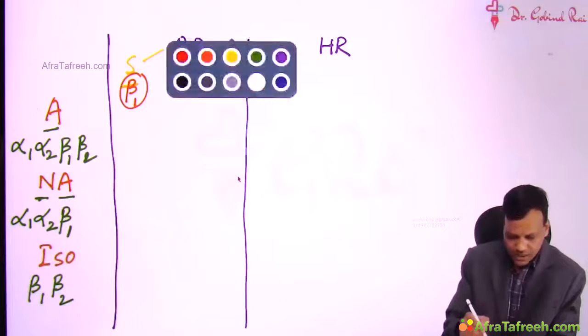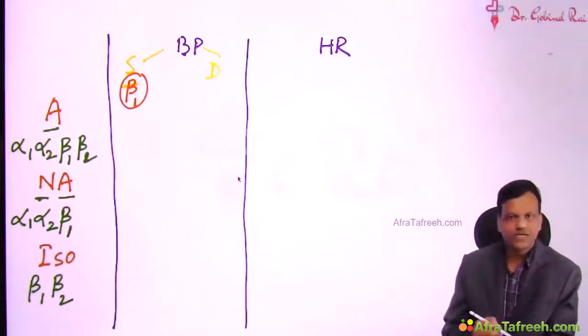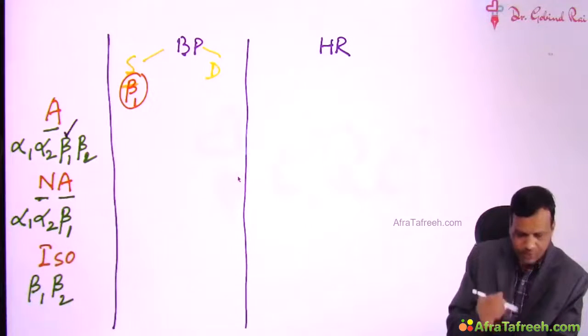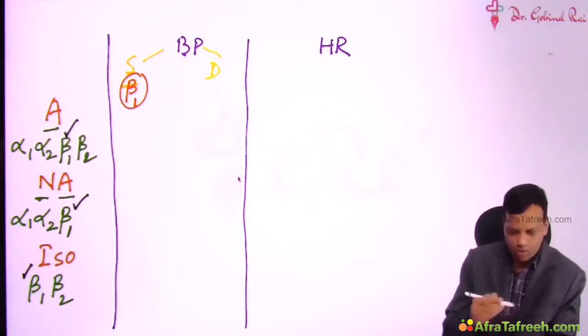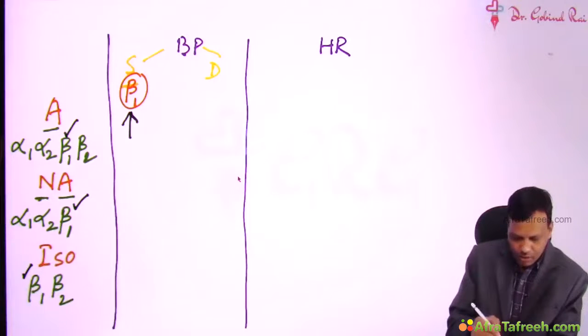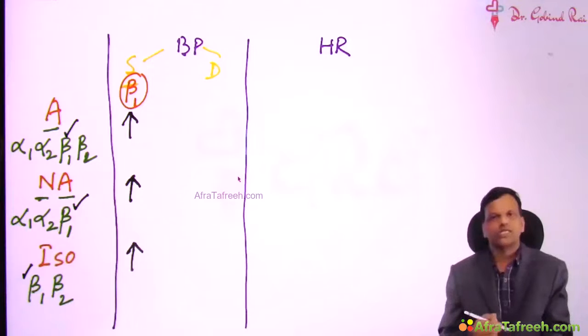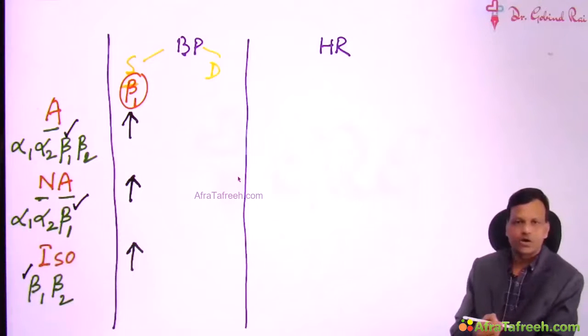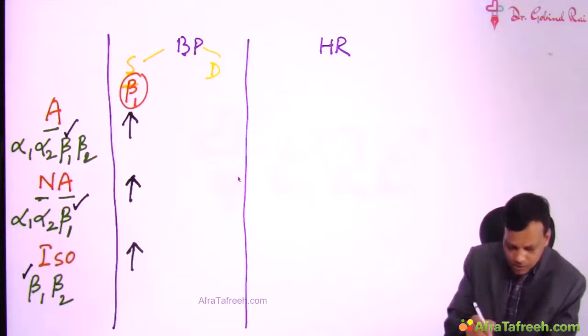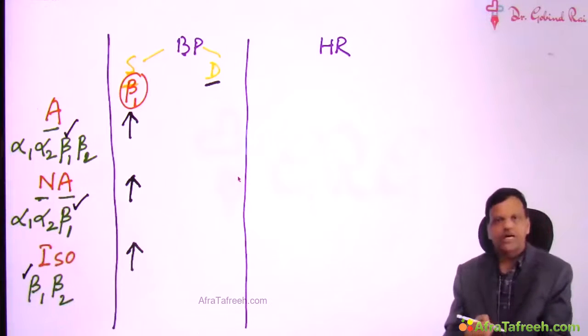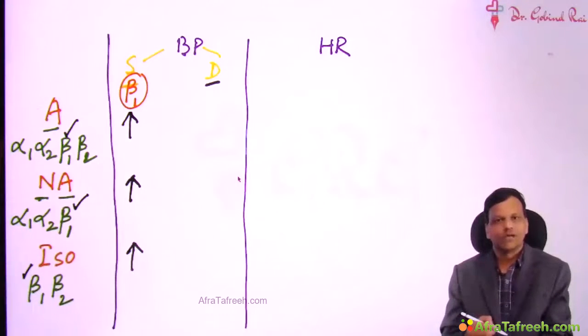And if we see which drugs out of the 3 stimulate beta 1 receptors, adrenaline stimulates beta 1, noradrenaline also stimulates beta 1, isoprenaline also stimulates beta 1. So all 3 stimulate beta 1, means all 3 will increase systolic blood pressure. So all the 3 drugs tend to increase systolic blood pressure by stimulating beta 1. Now the question is, what will be the effect on diastolic blood pressure?